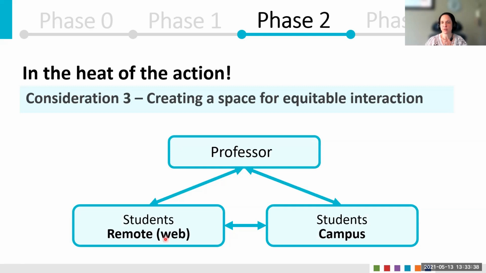The image here provides a reminder of the type of interactions that happen in class. So we have the interaction between the professor and the students at a distance and on campus, and also students back to the professor. And then we have the interactions between students, those on campus and those at a distance.